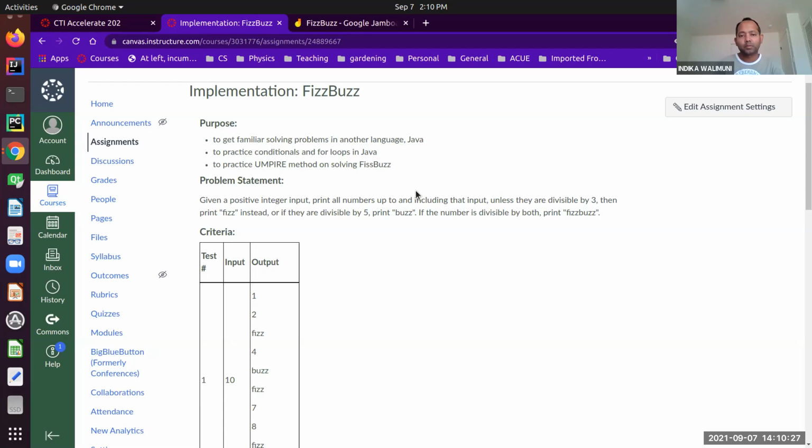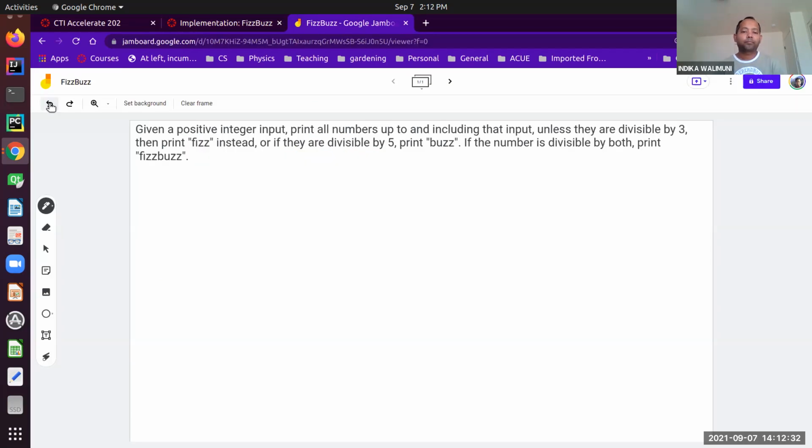Simple understand process on this FizzBuzz problem. Then I'll let you do the problem again. Okay. So, all right. I already copied down the problem statement over here.